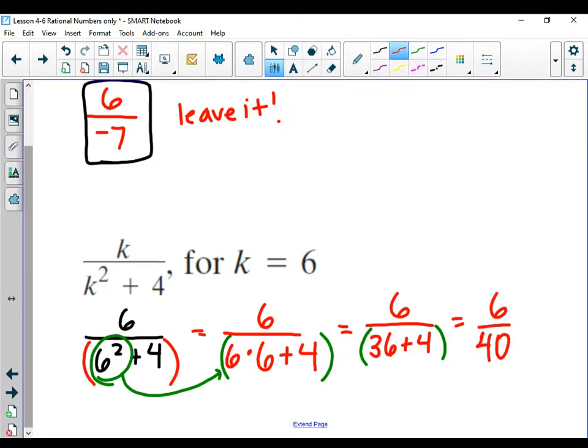What do 6 and 40 have in common? What do 3 and 20 have in common? Oh, 3 is prime, so they only have 1 in common. I am done.